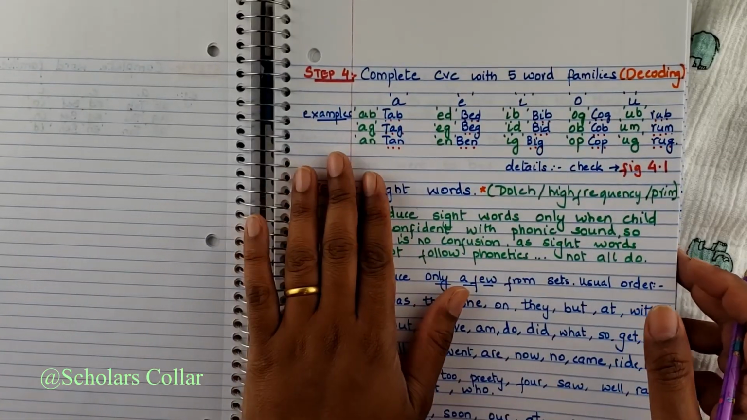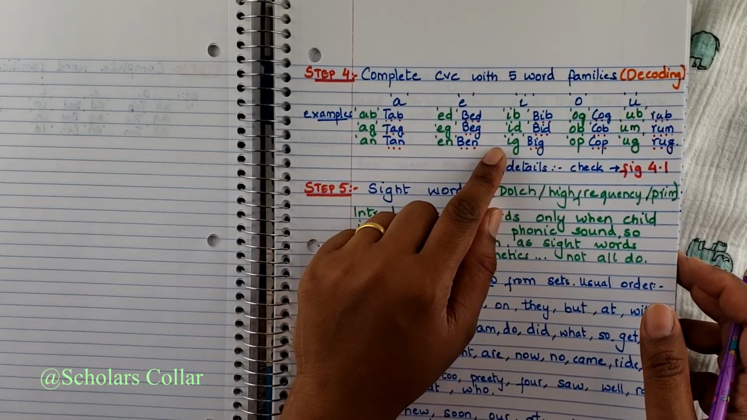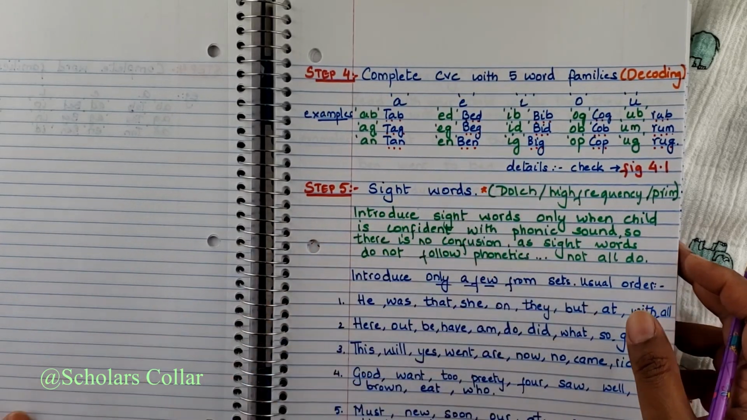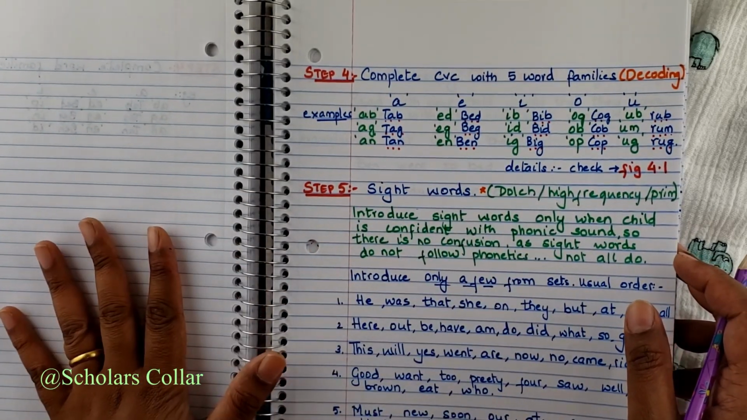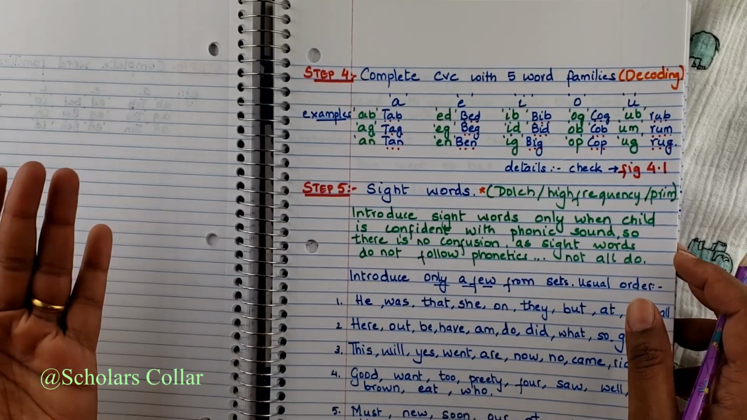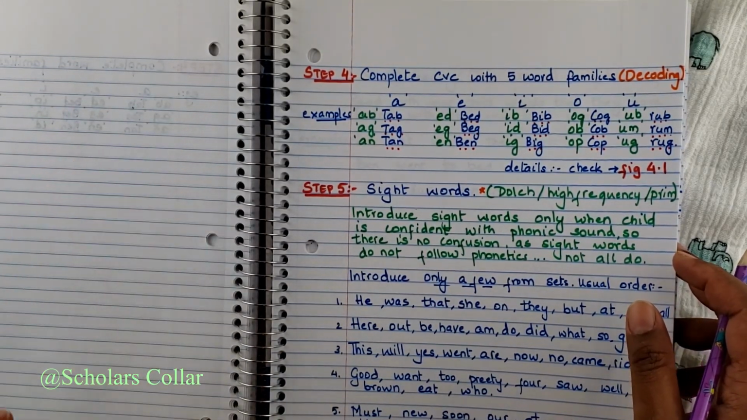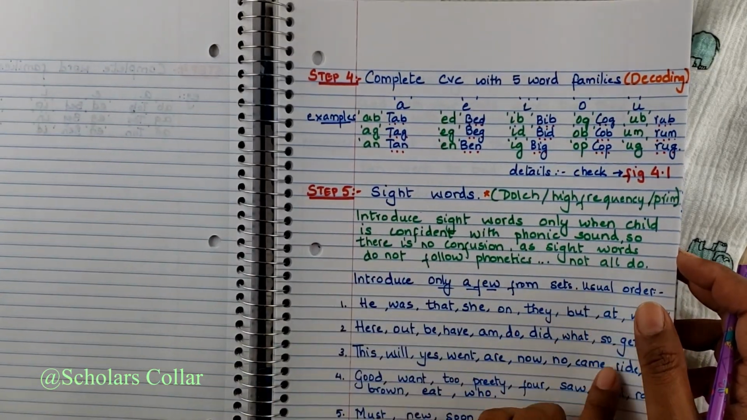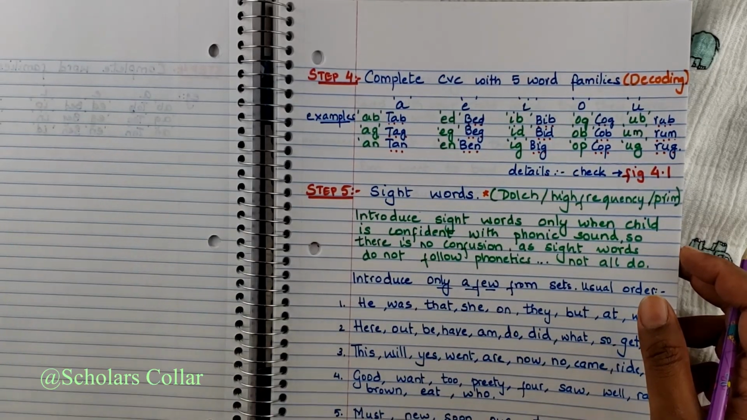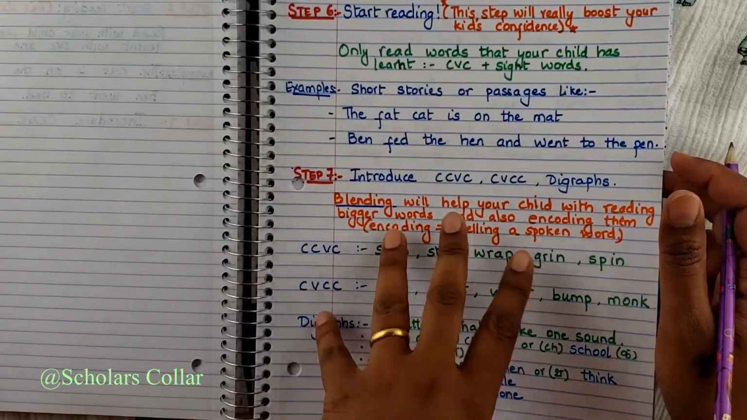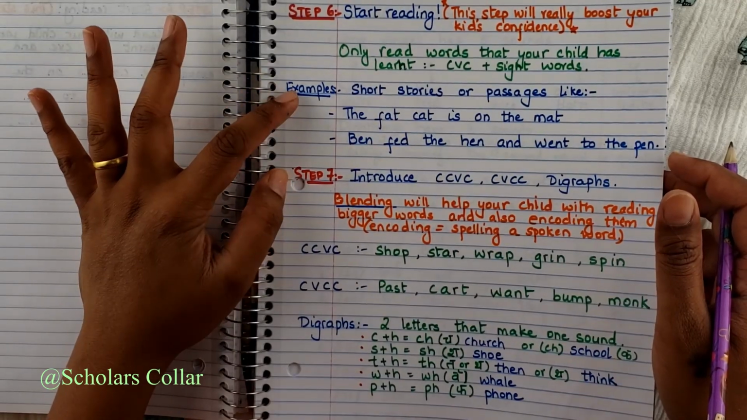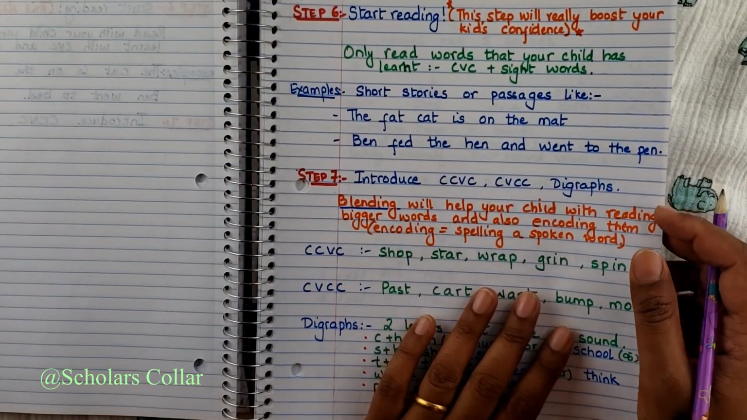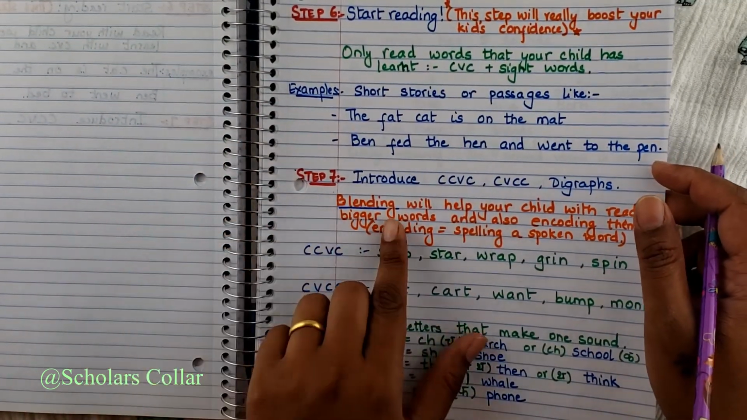Step number 4, you're going to complete the CVC word families, called decoding. And again, I have all the CVC word families, and we're doing reading sessions on that, so make sure you check out our videos. Sight words, Dolch words, we have a video on that one too. Make sure you check that out. Then you can start reading short stories, short passages, short lines. Again, this is a part of a reading session too.